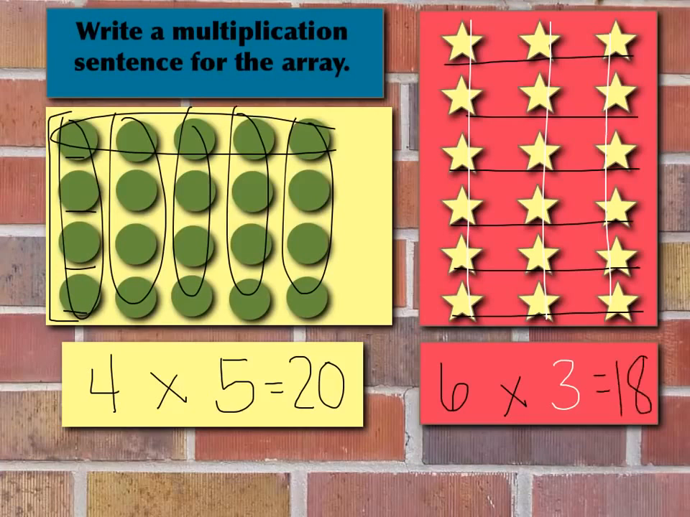18. And we know that because we can count 1, 2, 3, 4, 5, 6, 7, 8, 9, 10, 11, 12, 13, 14, 15, 16, 17, 18. So that gives us 6 times 3 equals 18.